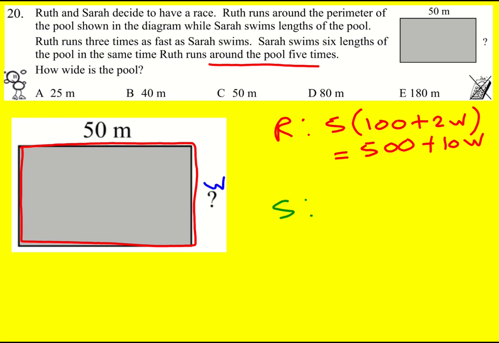Then Sarah does a length, which is 50 meters, but actually she does 6 lengths. So it's 6 times 50, which is 300. Okay, so we've got the distance that both of them traveled.